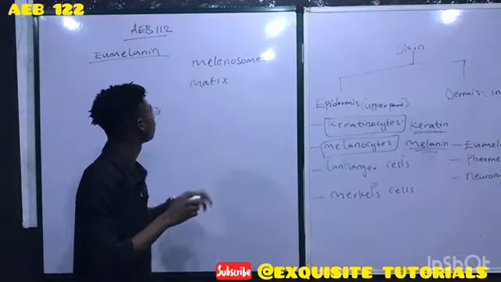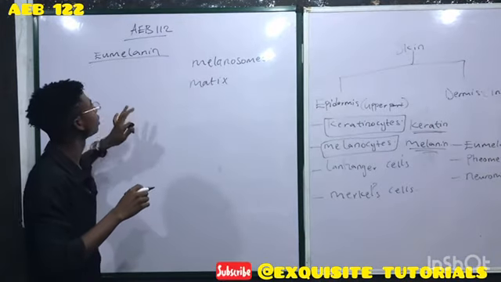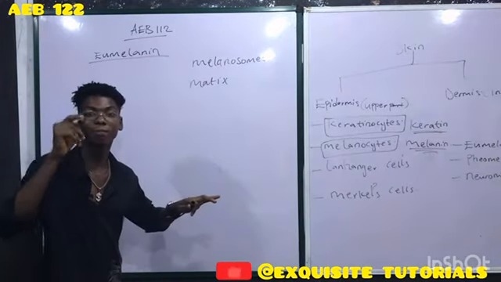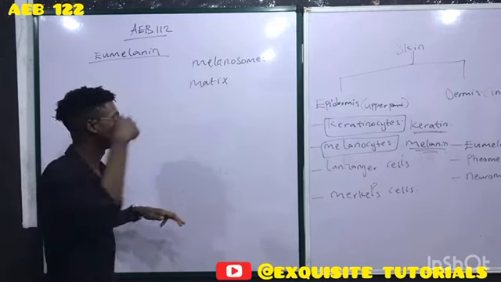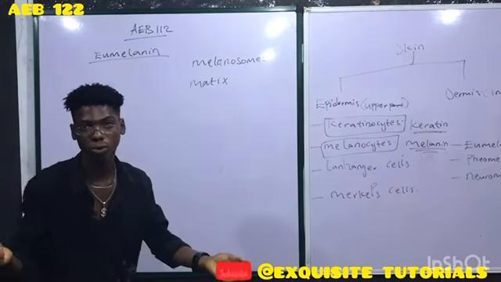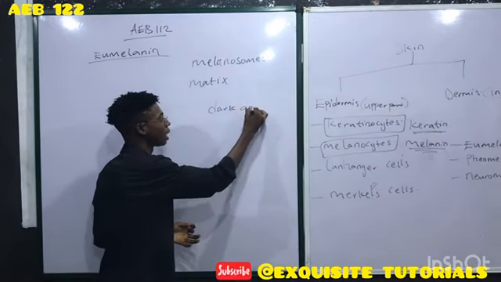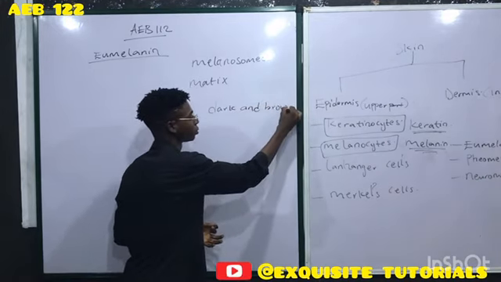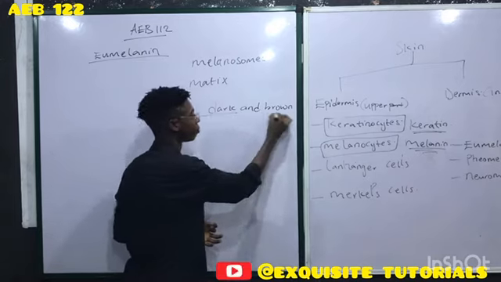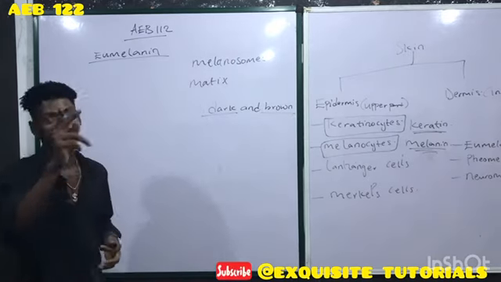Now, back to what we were saying about eumelanin. Eumelanin is a type of melanin that is involved with skin tone. In particular, we talk about dark and brown for eumelanin.